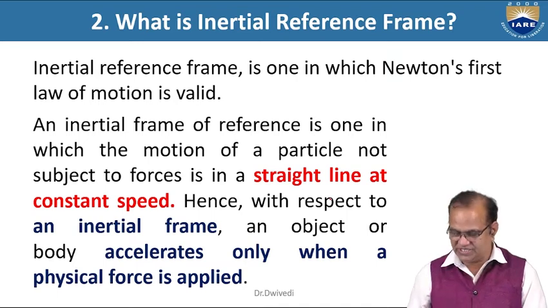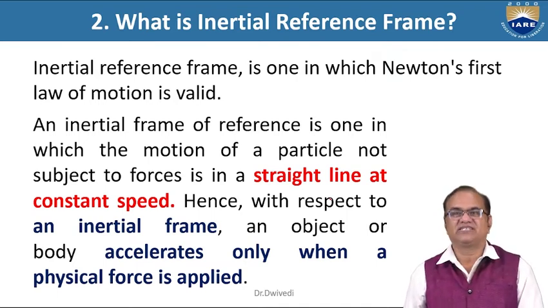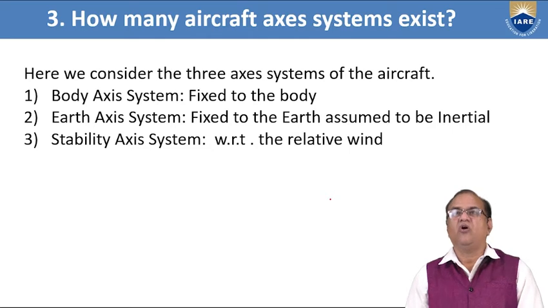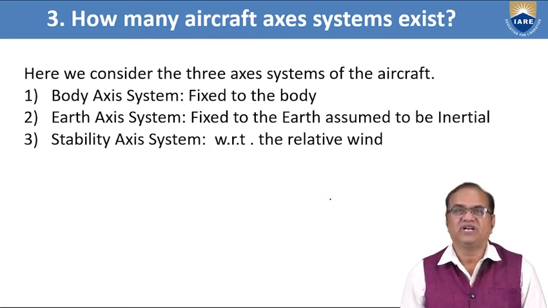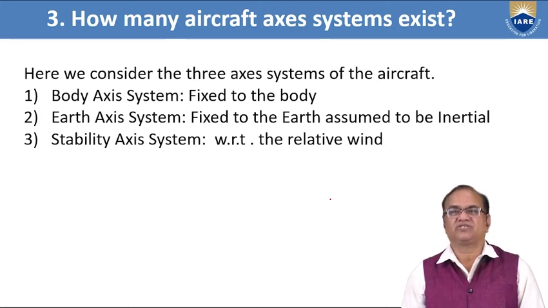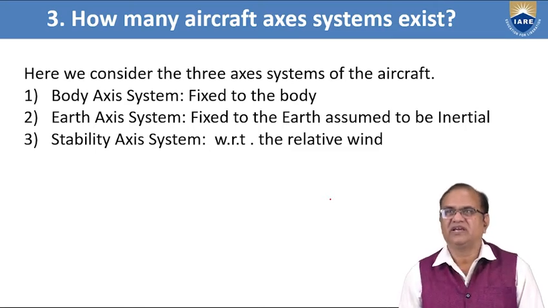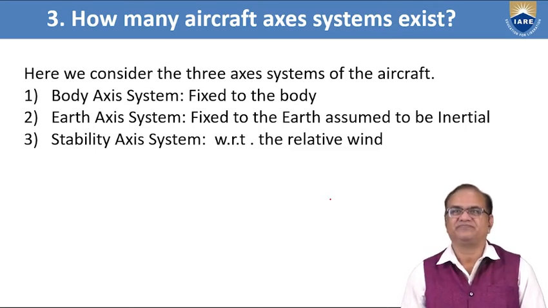I am going to discuss inertial frames in detail. So, how many axis systems exist? We know that we have the body axis system fixed to the body. Then we have the earth axis system fixed to the earth, assumed to be inertial.